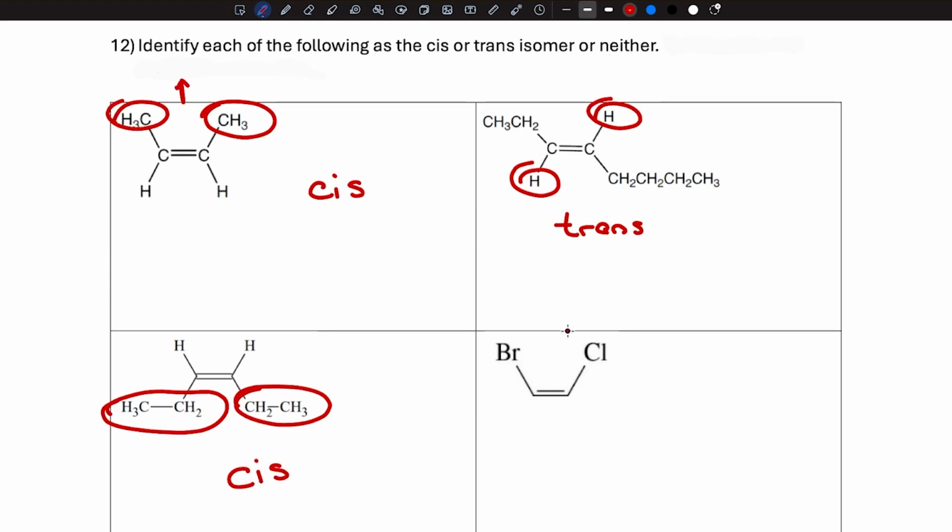The next structure is trying to trick you. You're going to see these bromine and chlorine and be like, hey, we can't compare. We don't have any identical groups. But you do. They're just not drawn. You have these two hydrogens that are facing the same exact side. And so we can call this isomer the cis isomer.